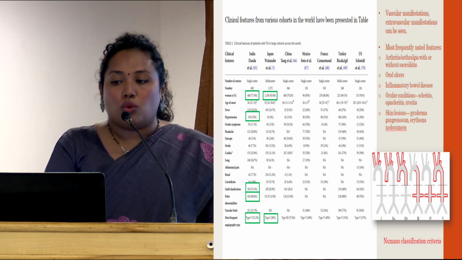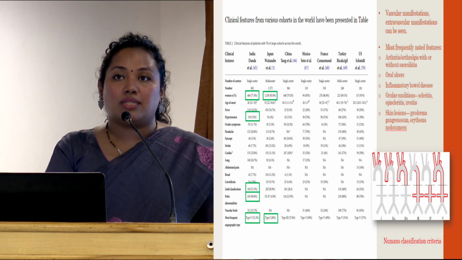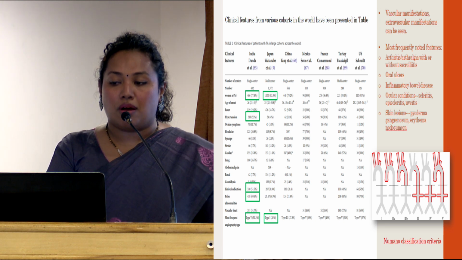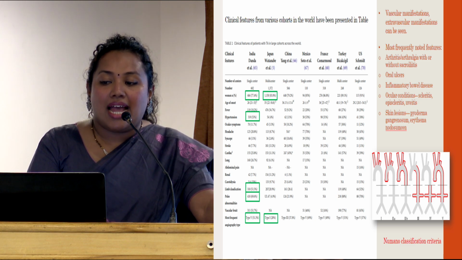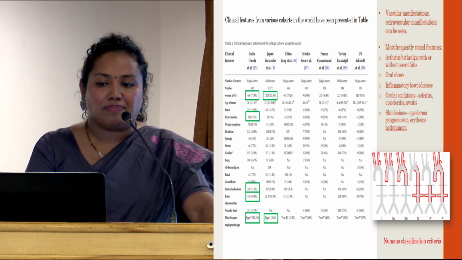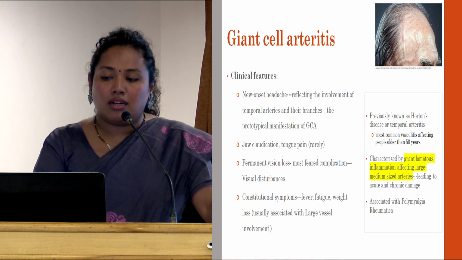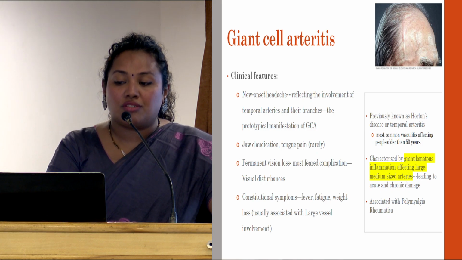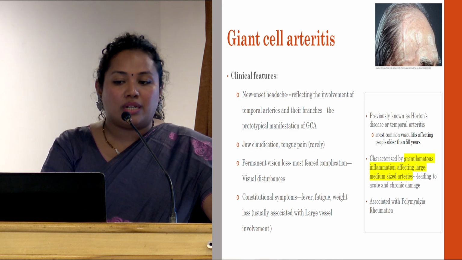Other features which were noted include arthritis with or without sacroiliitis, and oral ulcers. Patients sometimes have associated inflammatory bowel disease, and can have episcleritis, uveitis, scleritis, and skin lesions like pyoderma gangrenosum and erythema nodosum. Moving to giant cell arteritis, this is another granulomatous inflammation which affects the large and the medium vessels, which leads to chronic and acute damage, but is seen in the older population.